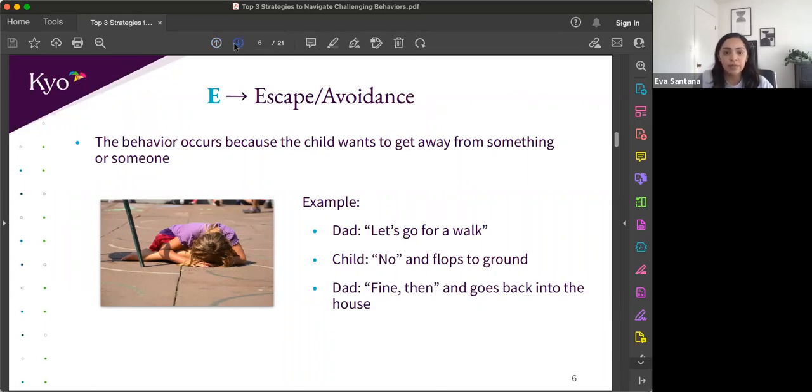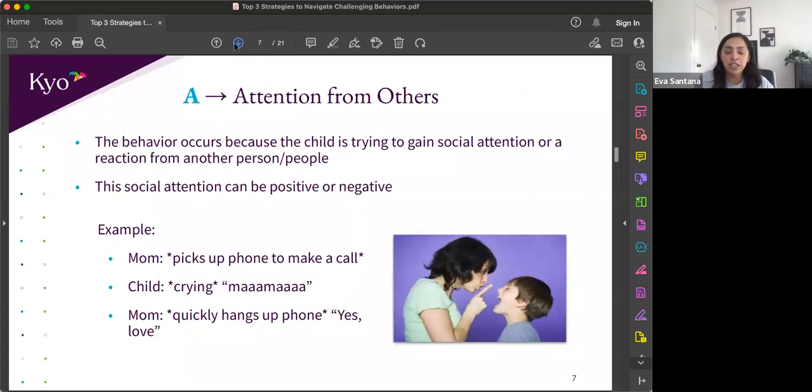Our second function is attention from others. This is when a behavior occurs because a child is trying to gain social attention or a reaction from a person or people. This can be familiar people like family members, teachers, but it could also come from strangers. So maybe someone on the sidewalk, maybe an acquaintance, just a random person. This social attention can be positive or negative.